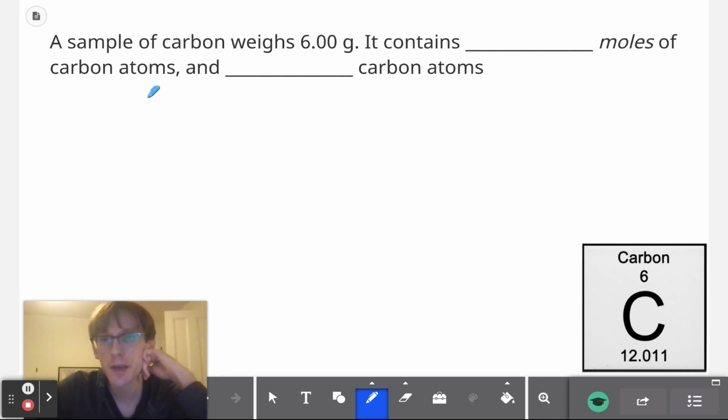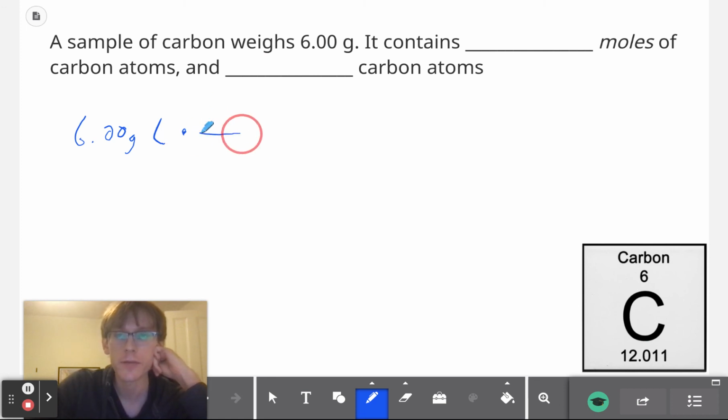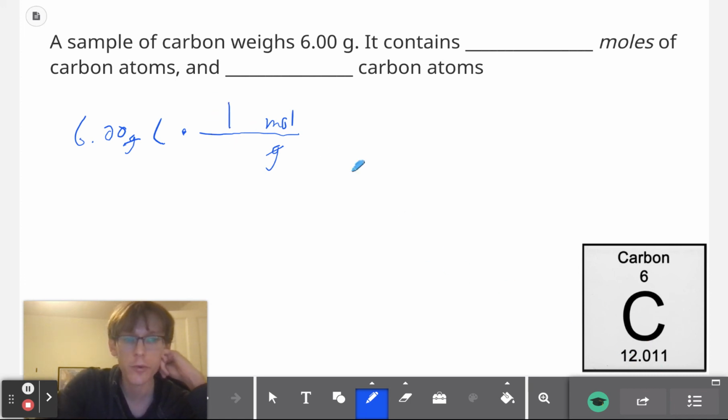Next, and finally, we have a sample of carbon that weighs 6.00 grams. So we can find out how many moles it contains. We know that we're trying to find moles and we have to get rid of grams. So our grams are going to be on the bottom, so they cancel out, and we need moles on the top. And we know that 1 mole weighs 12.01 grams. We get that from the periodic table.